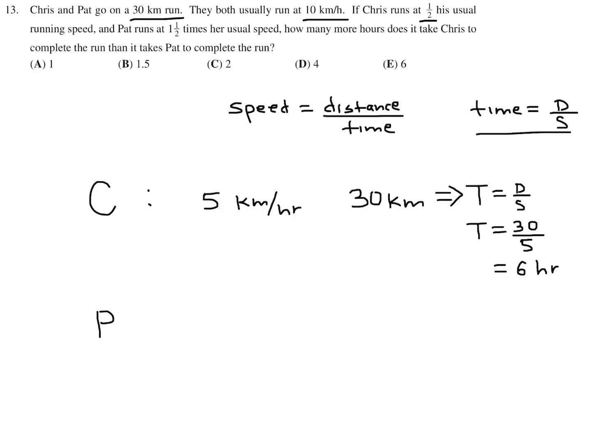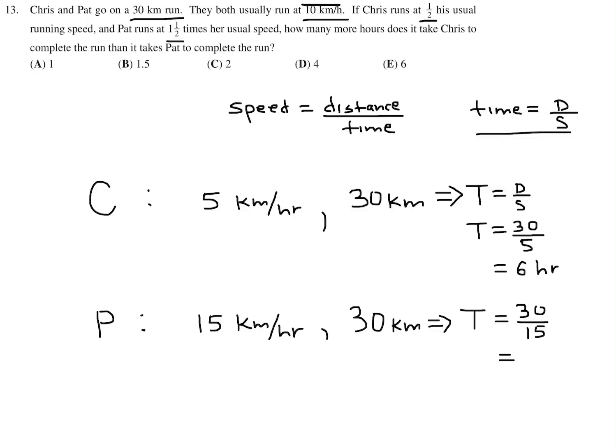Now Pat is running at 1.5 times her usual speed. Her usual speed is also 10. So 1.5 times that is 15. 15 kilometers per hour is what she will run now. Her distance is 30 kilometers, so we have to figure out her time. Time for her is distance over speed, so 30 over 15, which is 2.